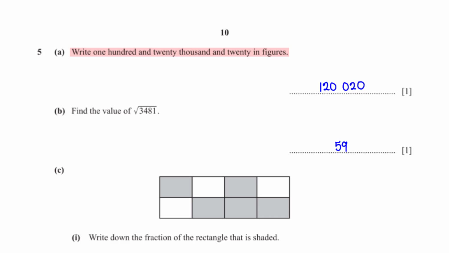Write 120,020 in figures. Here is the number written in figures. To confirm this, you can type 120,000 plus 20 into your calculator. Find the value of the square root of 3,481. When we type this into the calculator, we get 59.